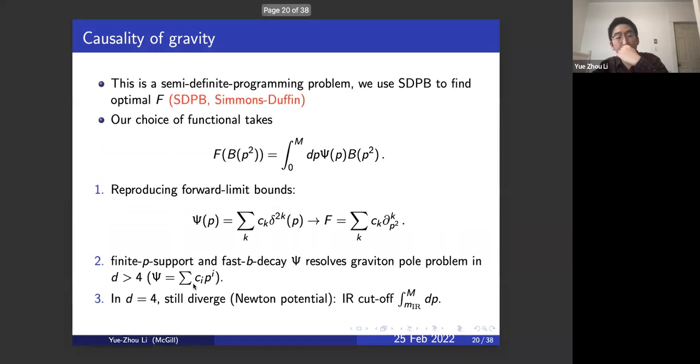And usually we take the wave function to be a polynomial in transfer momentum. But in d equals 4, even though we do that, and use the wave function to smear the sum rule, we still get some divergence. It's because of the Newton potential that exists in 4 dimensions, right? In the Newton potential we have 1 over r, which is actually reflecting the IR divergence of the graviton. So our strategy is that we just put an IR cutoff in the integral measure here.